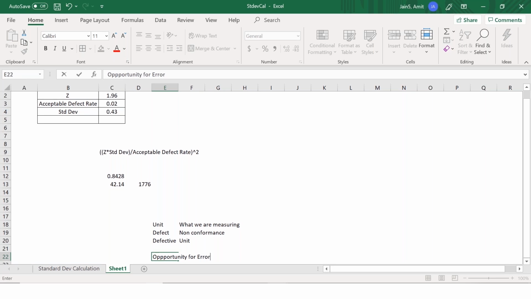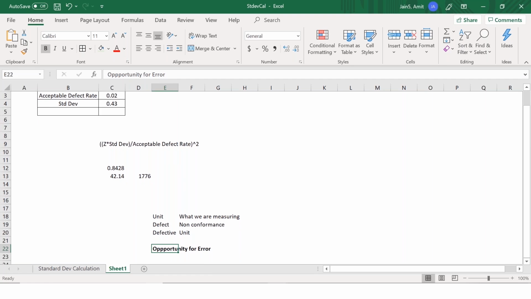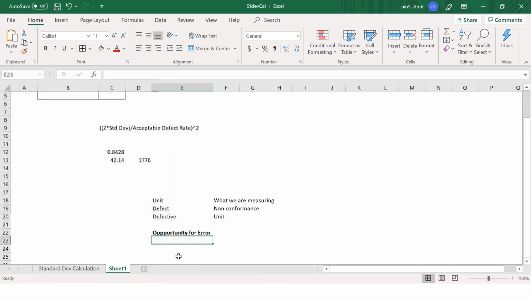Then there is something known as opportunity for error. So what is the number of opportunities for error for every unit? Let's say I am traveling to the next city by road. There are 10 red lights, 10 traffic signals in between, and the defect is calculated as the number of traffic signals that are jumped. So there are 10 opportunities for error throughout my travel, because there are 10 red lights that I might jump.